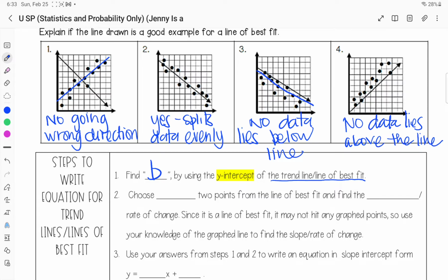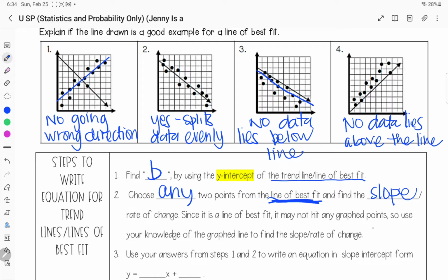So you don't have to hit any data points. You're just going to use the line they've given you. You're going to forget that any of those points even exist, and you're going to look at the line and use that line. So we're going to choose any 2 points from the line of best fit. And then we're going to find the slope, or our rate of change. Finding slope is fun.